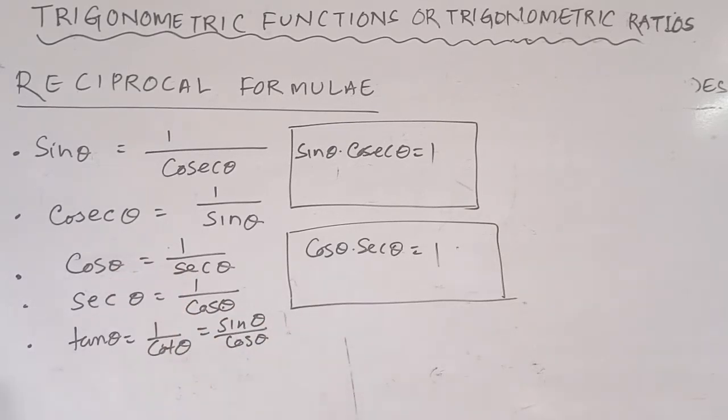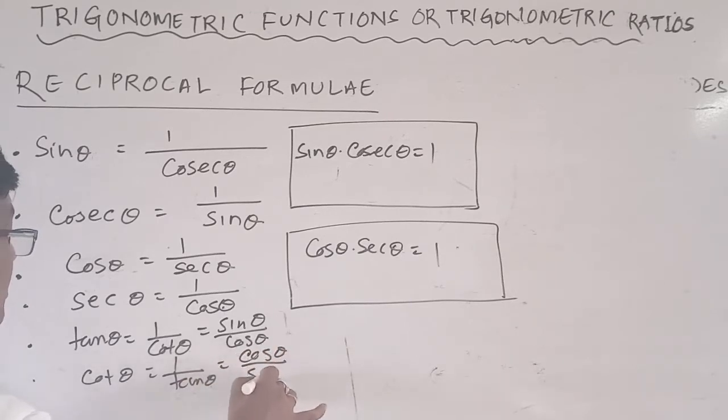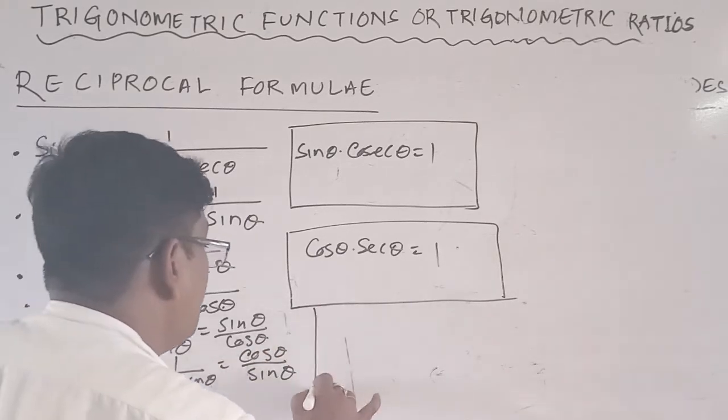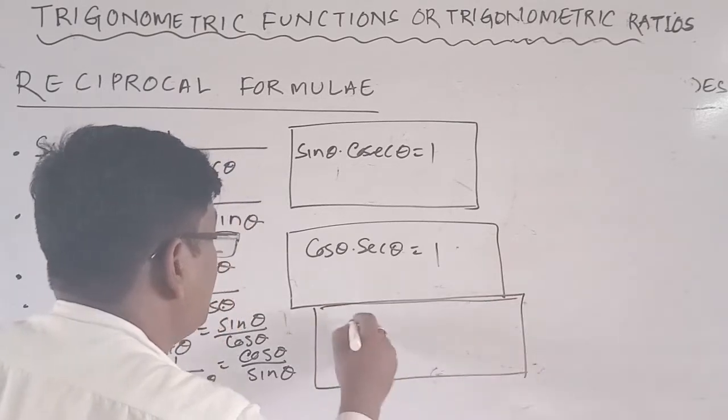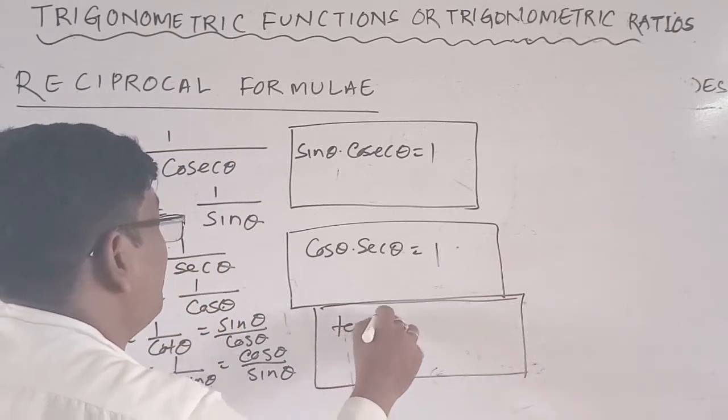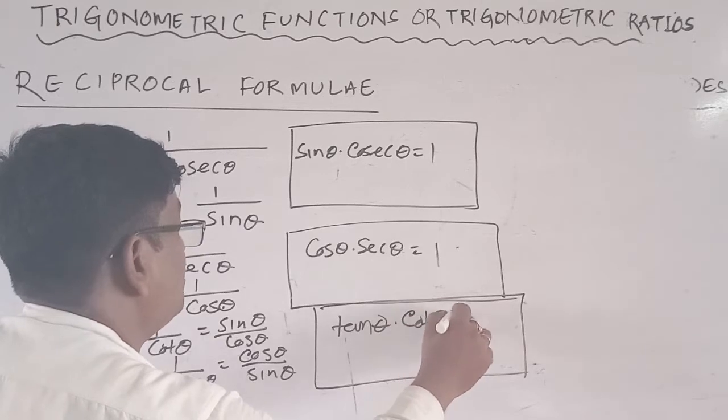Similarly, cot theta is equal to 1 by tan theta, that is cos theta by sin theta. That is, we can say tan theta into cot theta is equal to 1.